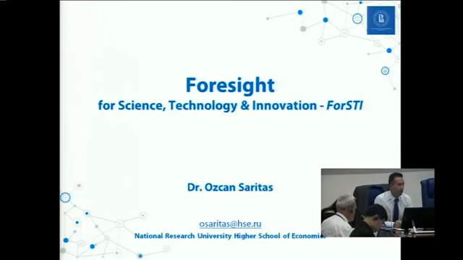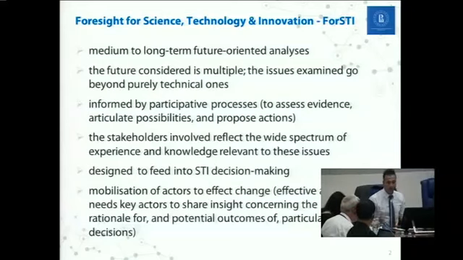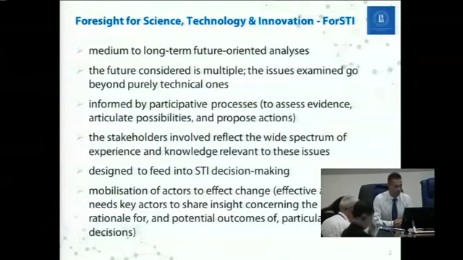So I'd like to first lay the ground on what we mean by foresight for science, technology, and innovation, or ForSTI, as we say now. It is a medium to long-term future-oriented analysis, and the future is considered here as multiple, so we are talking about alternative futures. And we look at issues beyond the purely technical or technological ones, to cover societal, economic, environmental, and all sorts of different issues where foresight can be applied.